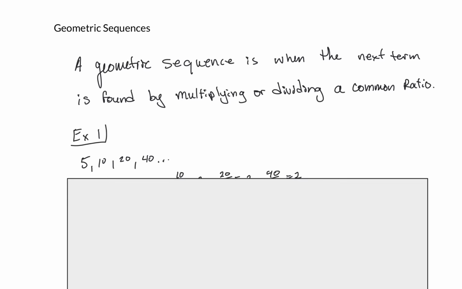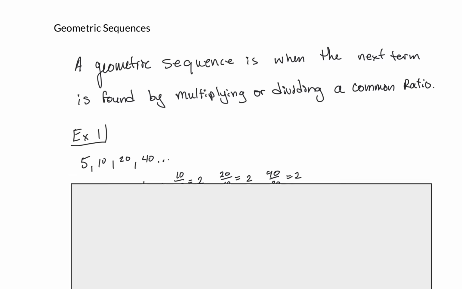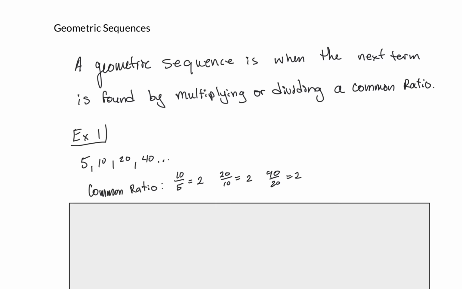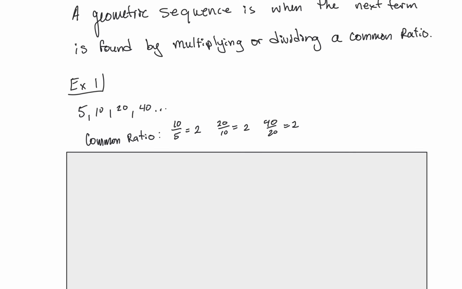So, for example, if we see the sequence 5, 10, 20, 40, if you take any two numbers in the list and divide one number by the number that comes before it, you're going to find the common ratio. So 10 divided by 5, 20 divided by 10, 40 divided by 20, you're going to get an exact 2 as that ratio. Whenever this happens, you have what's called a geometric sequence.